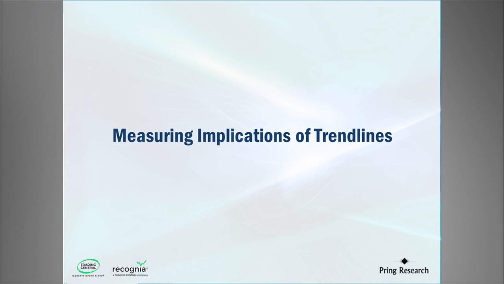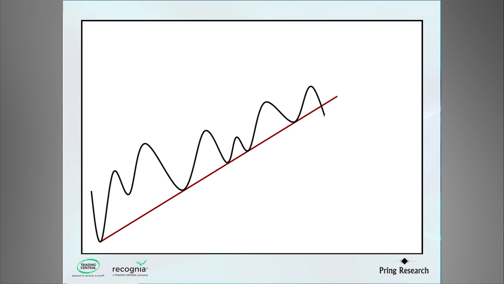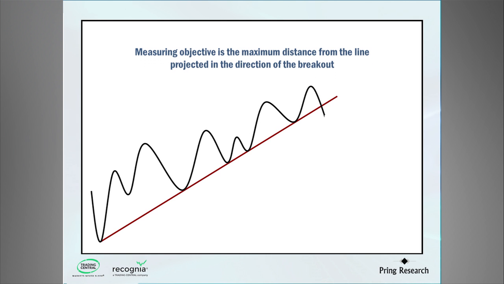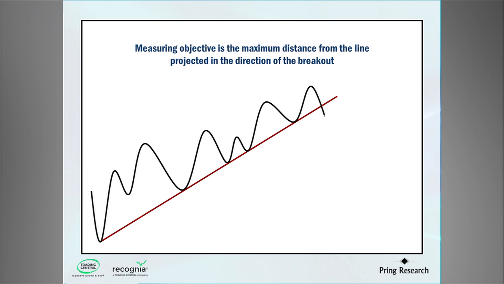Trend lines have measuring implications when they're broken. The measurement is the maximum vertical distance between the price and the trend line, and that is projected in the direction of the breakout. An example for a rising trend is shown in this example. This is the maximum distance, which is then projected down at the point of break.